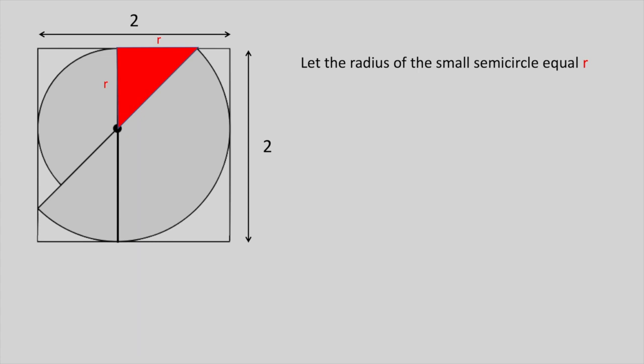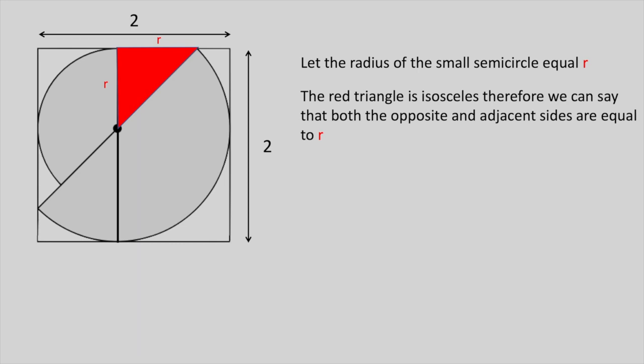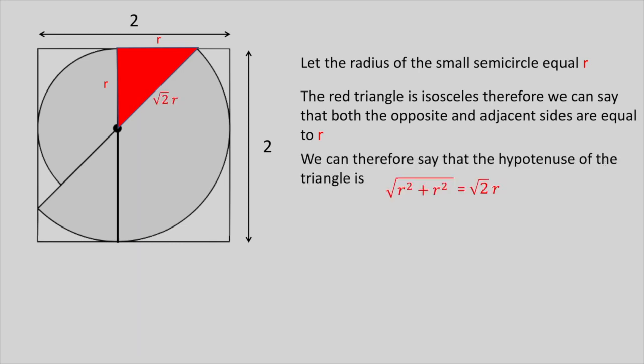And what we can see here is there is actually a right-angled isosceles triangle, which I have displayed in red. So this means that both the side lengths of r are equal. So we can say that the red triangle is isosceles, therefore both the opposite and adjacent sides are equal to r. Therefore, using Pythagoras' theorem, the hypotenuse of the triangle is equal to the square root of r squared plus r squared, which is equal to root 2 r.